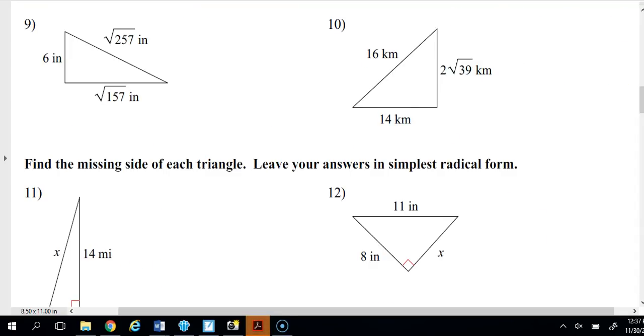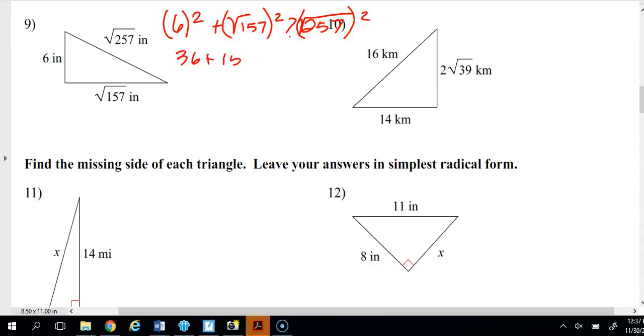So number 9, again, we have leg squared plus leg squared. We're going to compare it to the hypotenuse squared. So we got 6 squared plus the square root of 157 squared. I'm trying to figure out how that compares to 257 square root squared. So this is 36 plus 157 and 257 over here. Then 36 plus 157 is 193. And we still got 257 here. So this time we have again that our c squared is greater. So this is going to be an obtuse triangle.